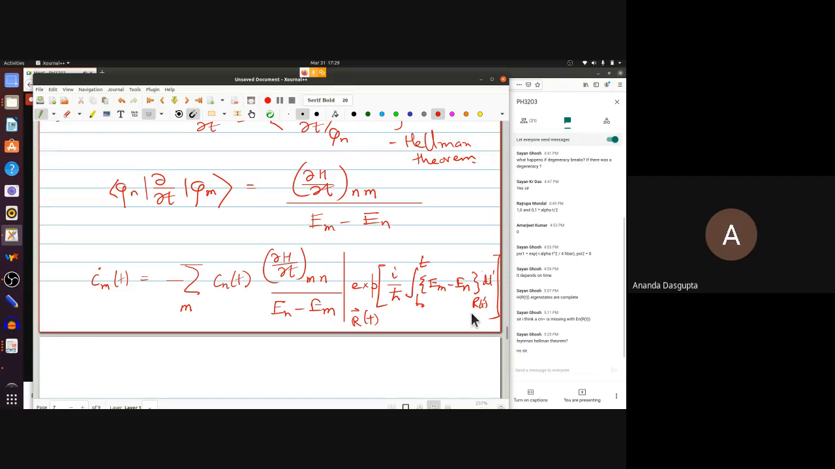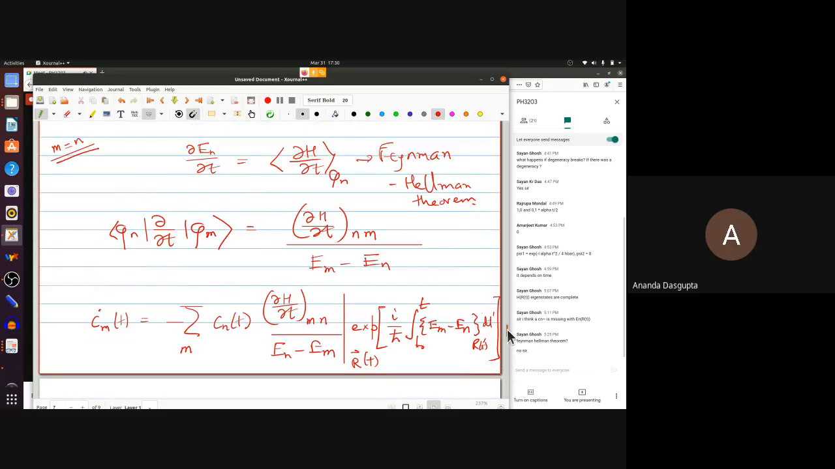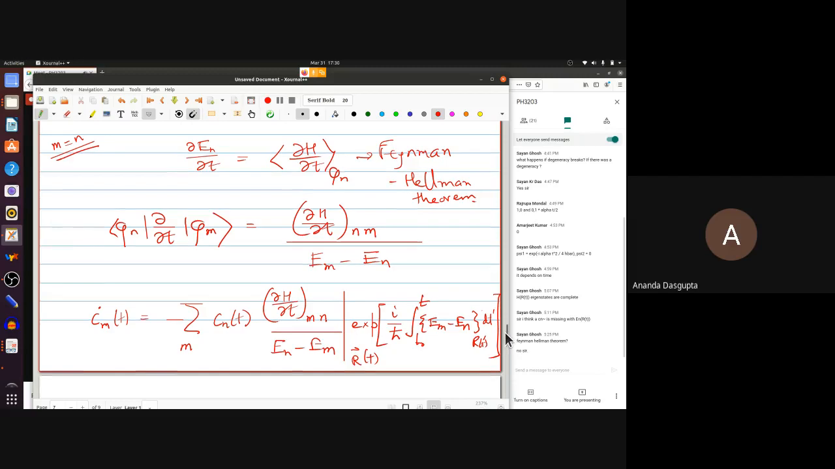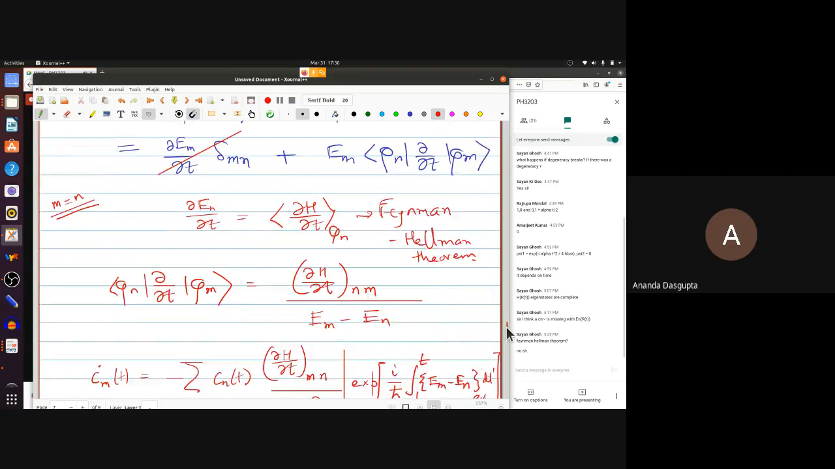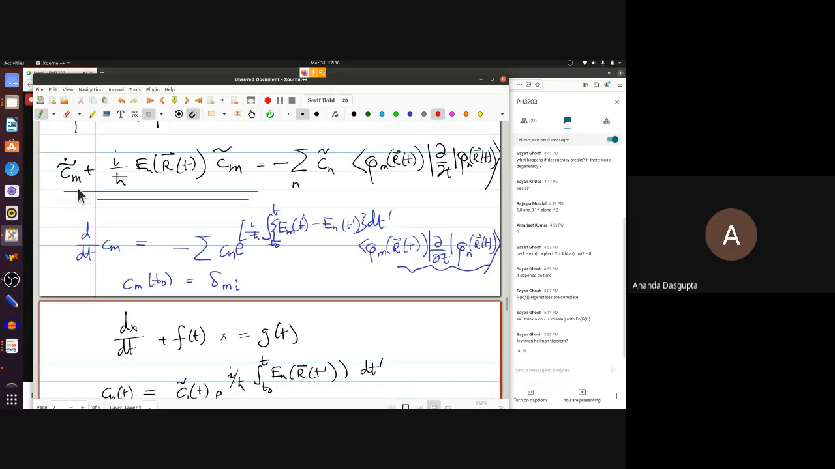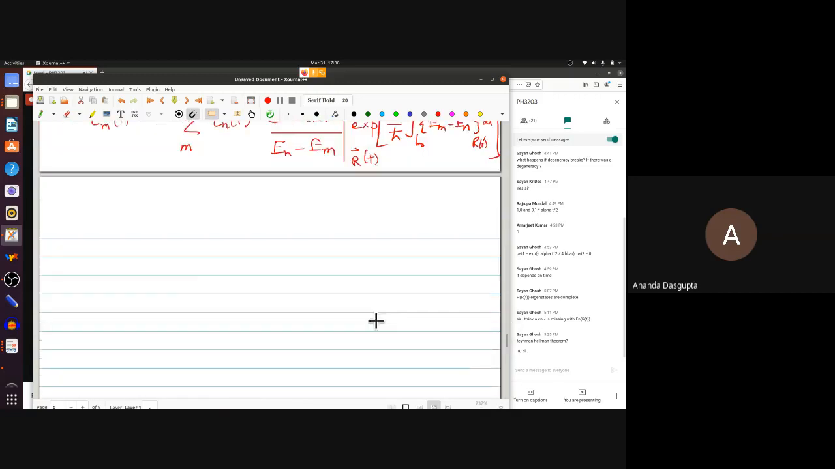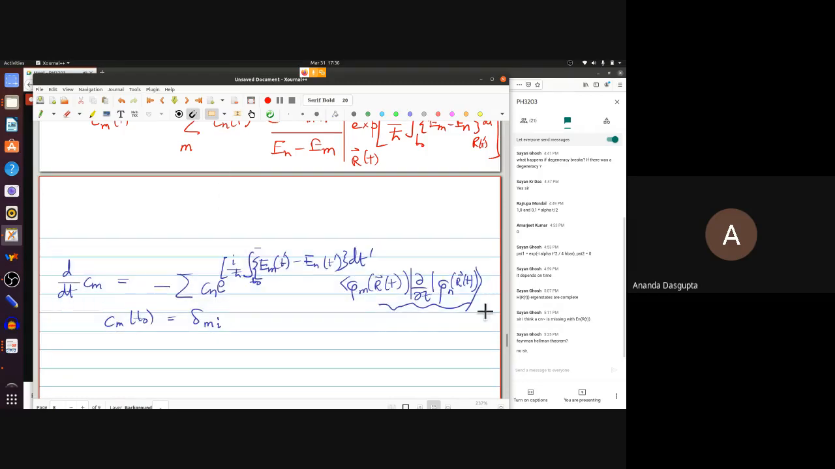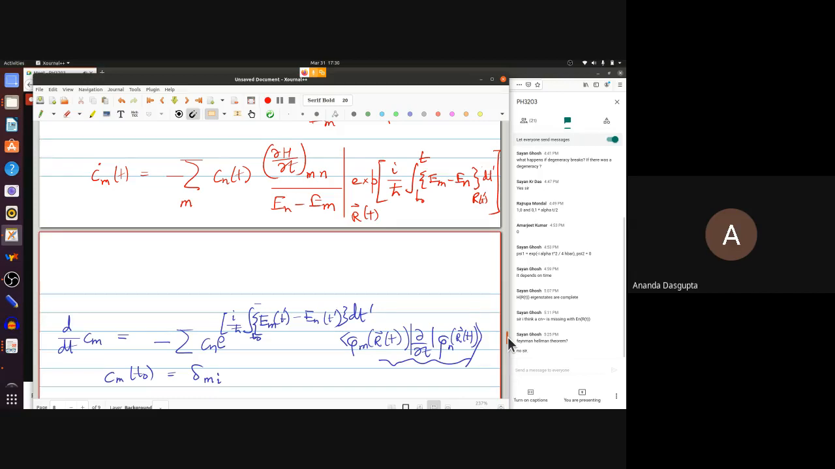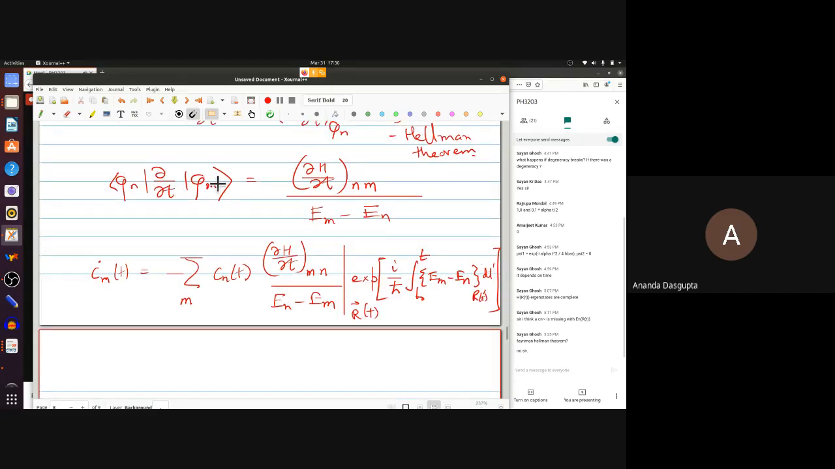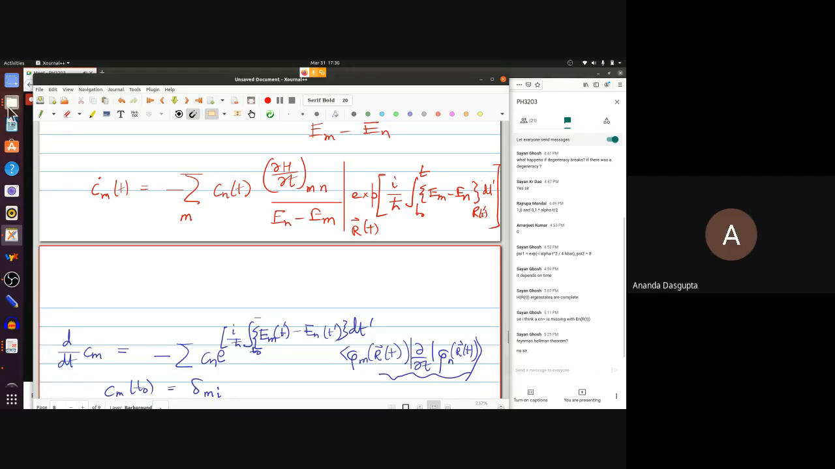Okay, so is this perfectly correct? Actually, there's one term which is wrong here. Can anybody see that? Okay, maybe it's a bit too complicated to see in one go. So what we have done is taken this equation. Let's copy this equation out. So this was your original equation, the one below. And using this phi n del t phi m expression as del H del t nm by E_m minus E_n, I've rewritten this expression into this one.